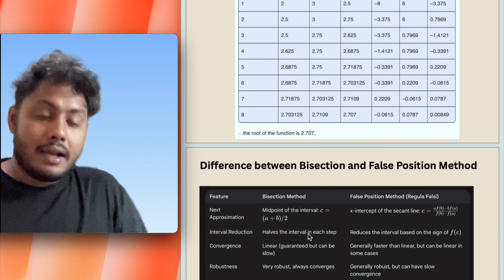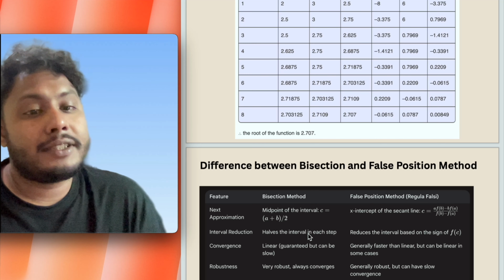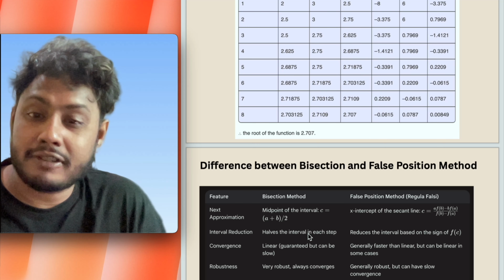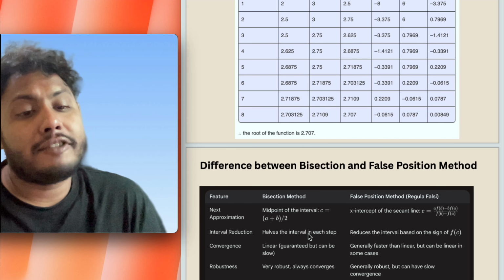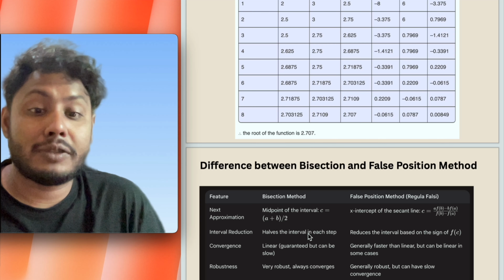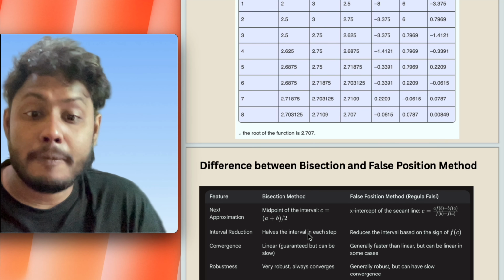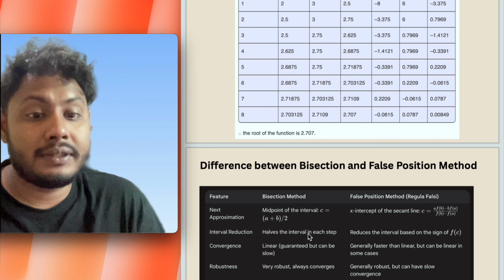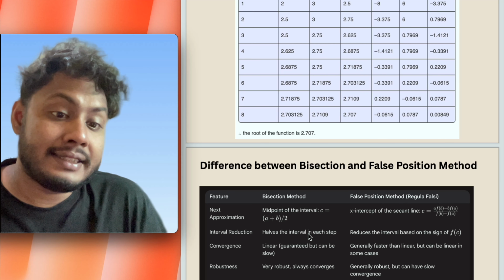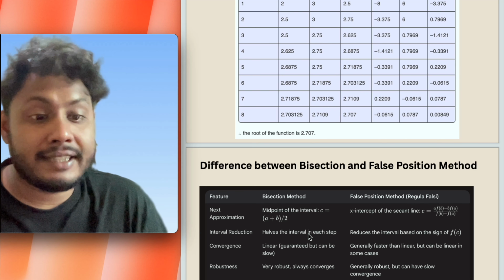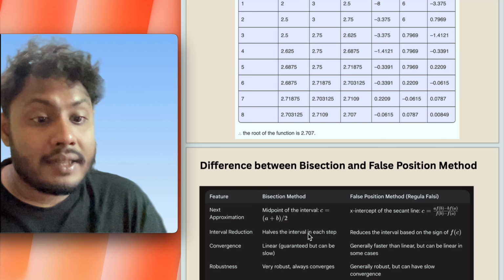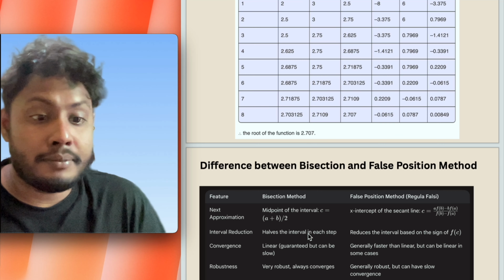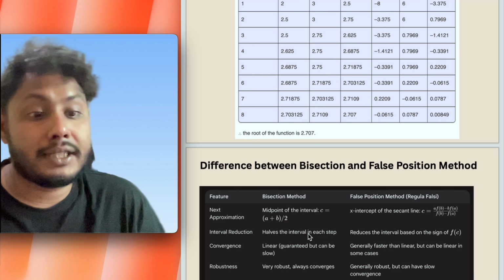Now I will explain the difference between the bisection and false position methods. There are many differences between the bisection and false position methods. First is the next approximation. In the bisection method, the approximation value is the midpoint, a plus b divided by 2. On the other hand, in the false position method, it is the x-intercept of the secant line, c equals a times f of b minus b times f of a, divided by f of b minus f of a.